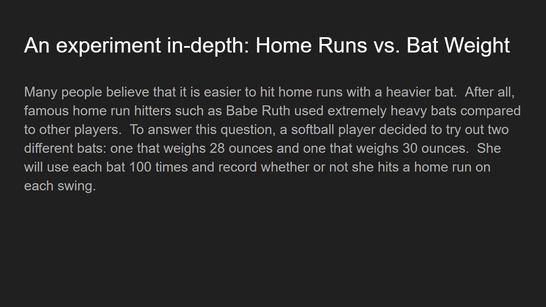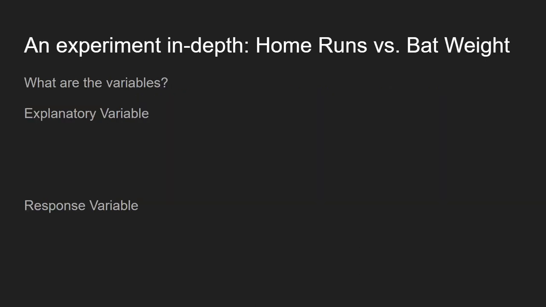All right. Normally she uses one that weighs 28 ounces, and then she also wants to see if increasing that bat weight by 2 ounces will noticeably improve her ability to hit home runs. So our plan is to use each bat 100 times and record whether or not she hits a home run on each swing of those bats. Okay? So that's what we're looking at.